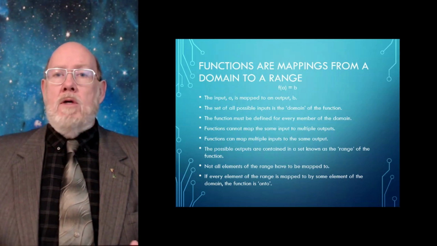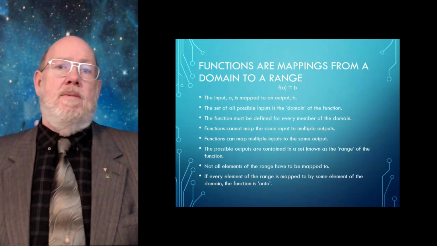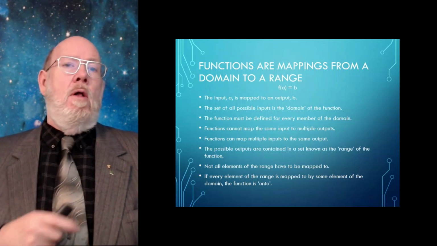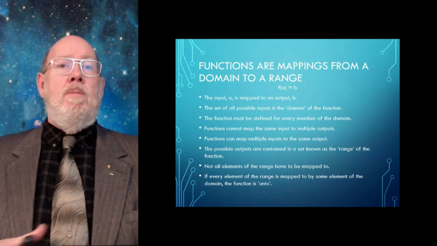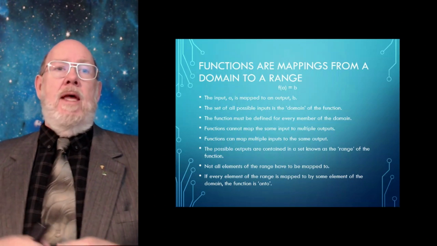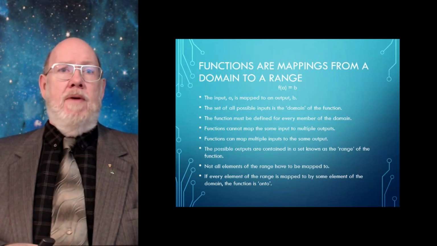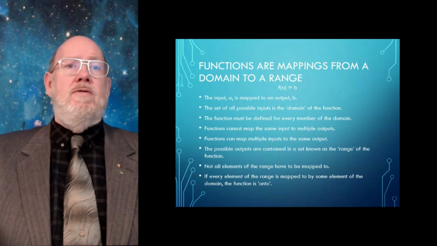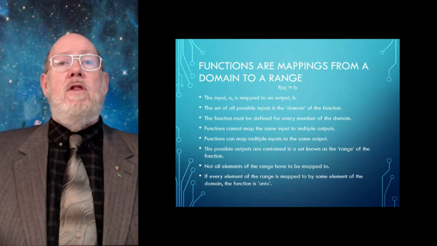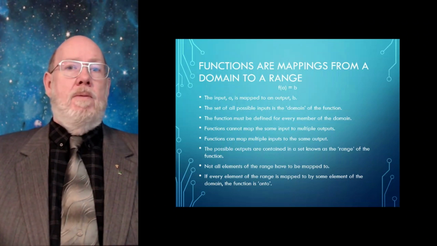The possible outcomes are contained in a set known as the range of the function, and there's no requirement that all elements of the range have to have a mapping from some input in the domain to that element in the output. For example, if the domain of our absolute value function is the set of integers, then we can consider the range of it to be the integers as well, even though none of the negative integers in the range are mapped to from this domain.